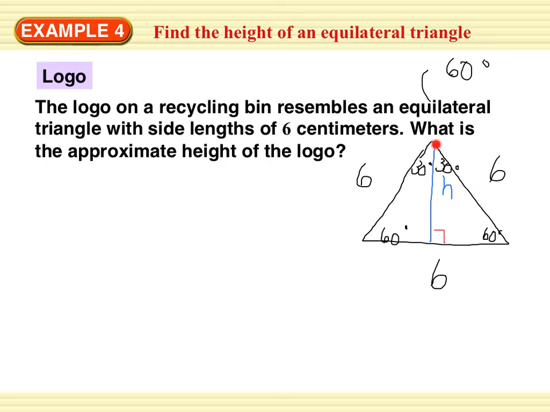Let me show you something else. Our height here bisects this angle in half. The height here also bisects this base in half. So if that is 6, then this is 3, and this is 3. Okay, I am going to give you a different color. That's really light, sorry. I'm going to take this half of the triangle and redraw it.